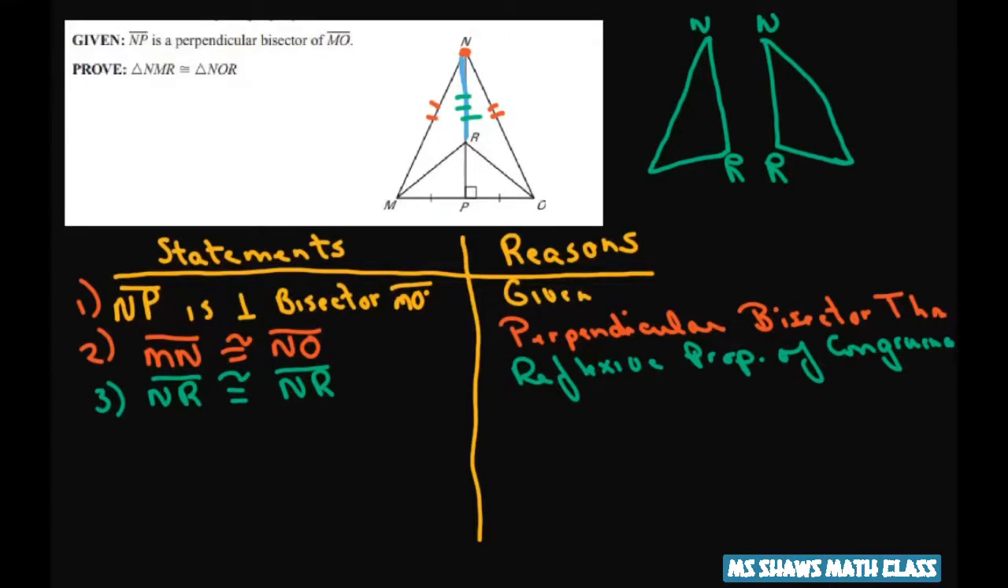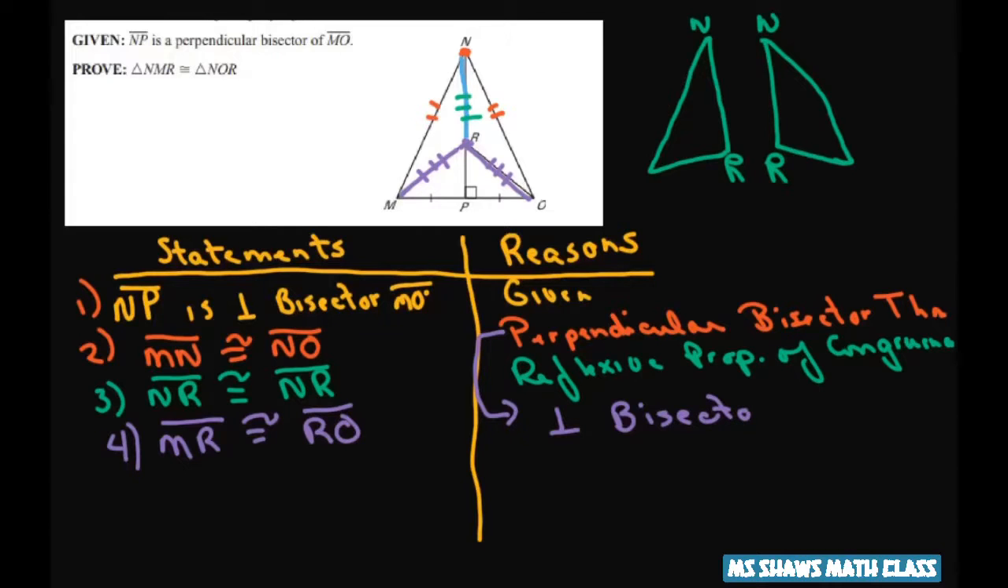Now we also know that R is on the perpendicular bisector. So that means these two sides are congruent. I'll just put 3 here. So we know that MR is congruent to RO. And that's the same thing. Perpendicular bisector theorem.